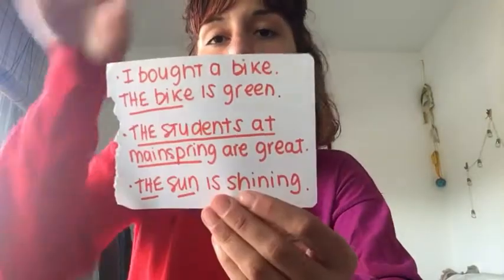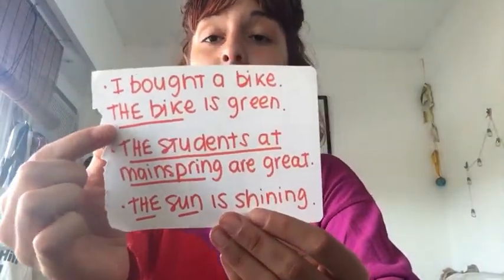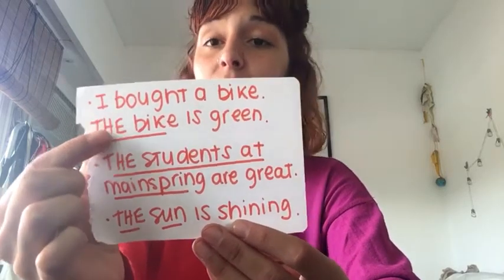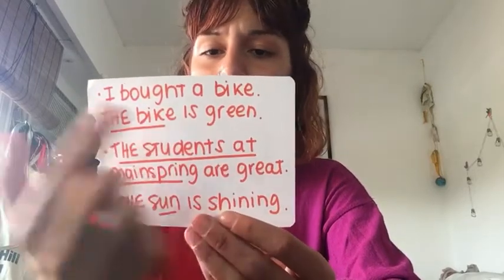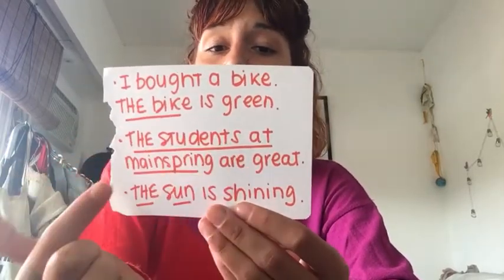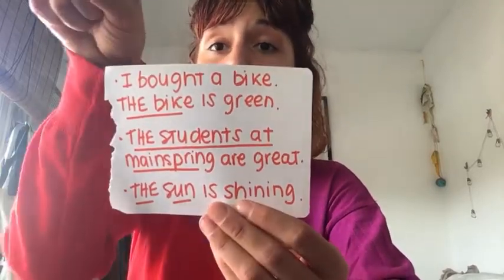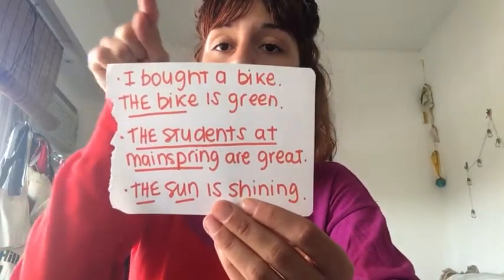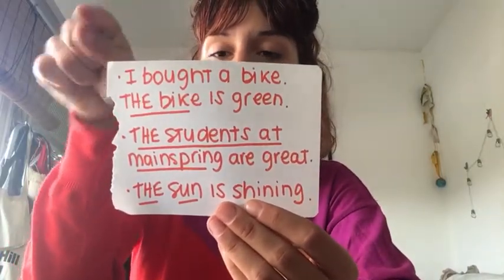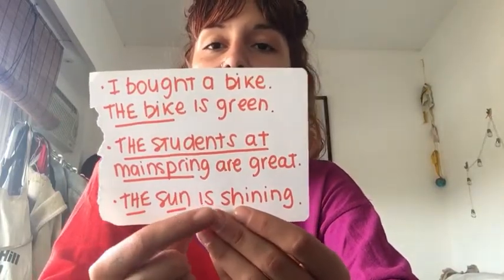Let's see some examples. I bought a bike, una bici cualquiera. Then, como ya la mencioné y ya sé de qué estoy hablando, voy a decir the bike, porque es esa bici y no otra. The bike is green. The students at Mainspring are great. No son cualquier students, son the students at Mainspring. I'm being specific. I'm talking about some students specifically, okay? The students at Mainspring.